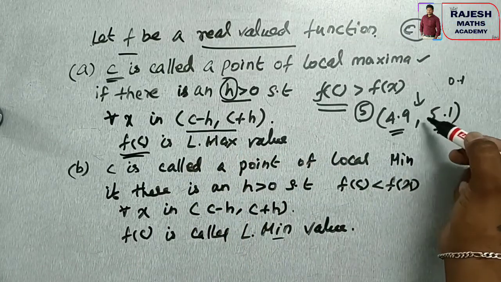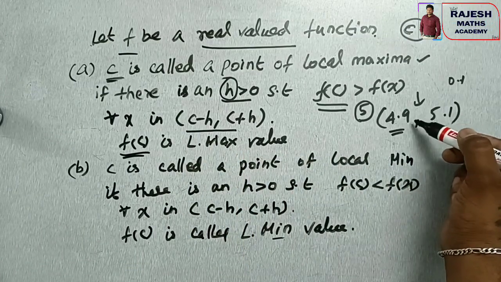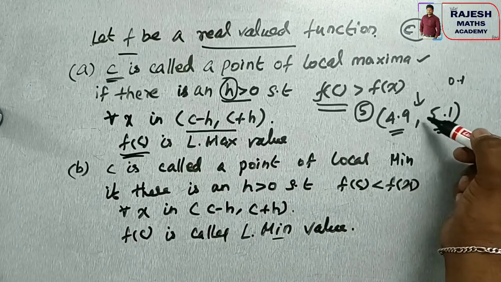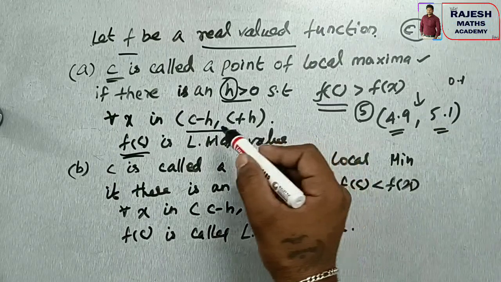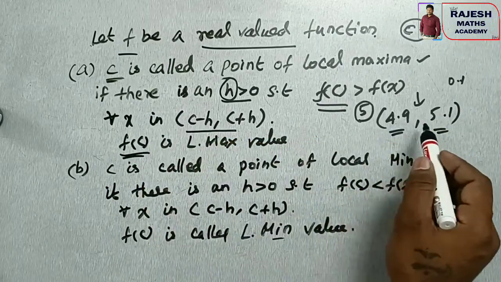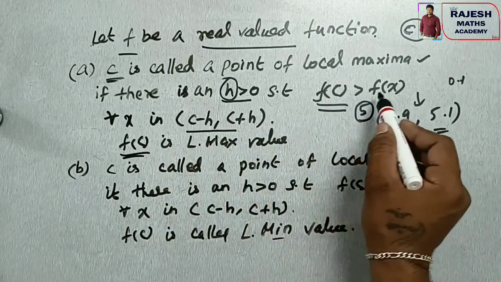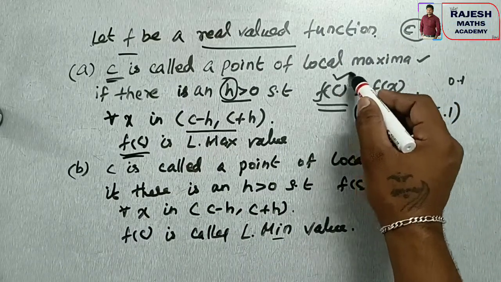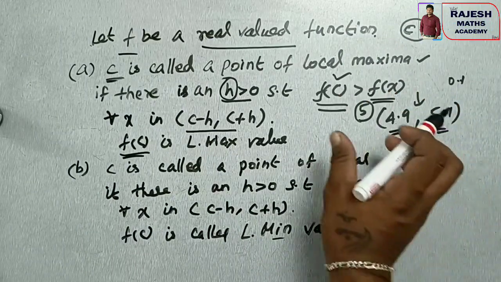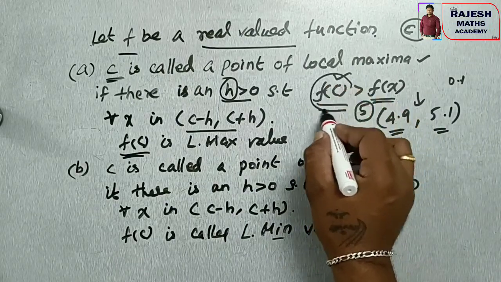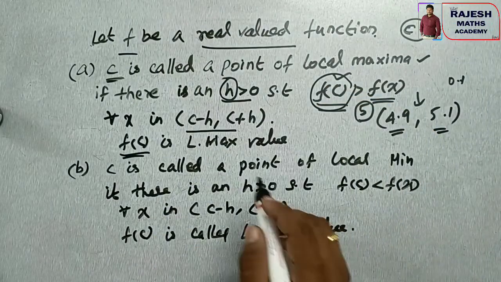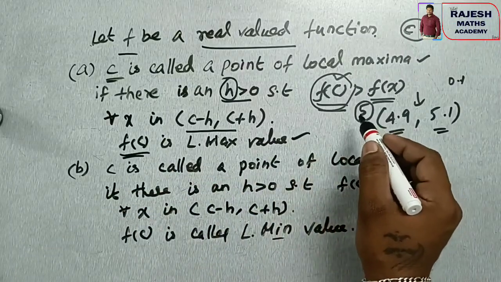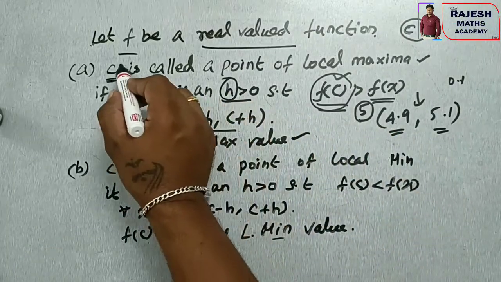Now I select all the values of x in this interval, greater than 4.9 and less than 5.1, and find the values of f at those points. If among all the f of x, this f of C is the greatest value, we can say clearly that f of C is the local maximum value, and the local maximum is attained at the point C.